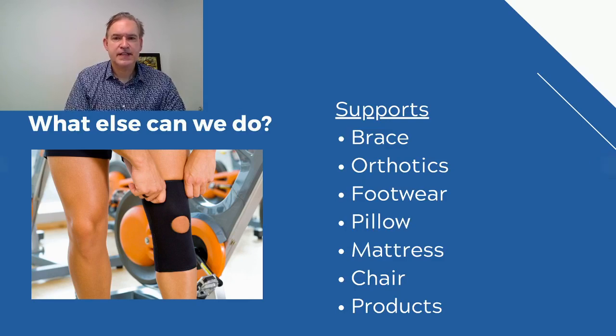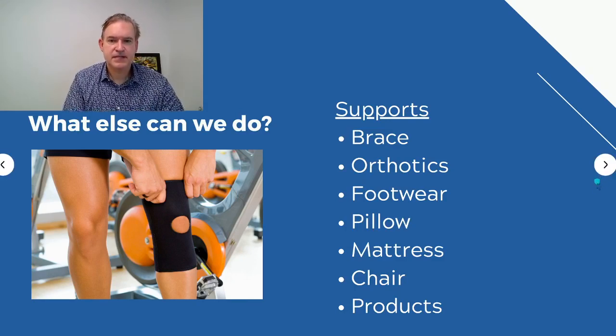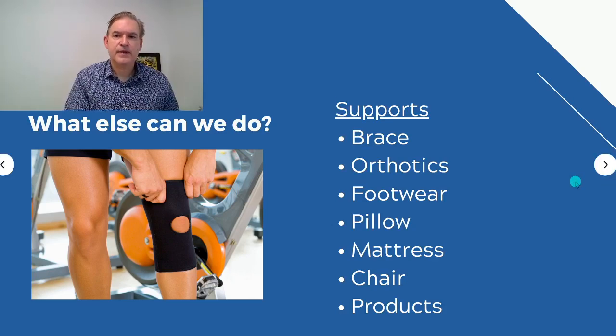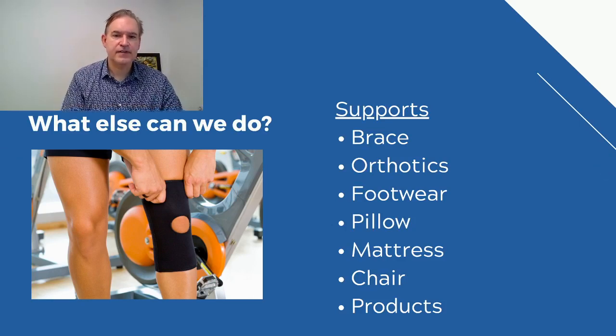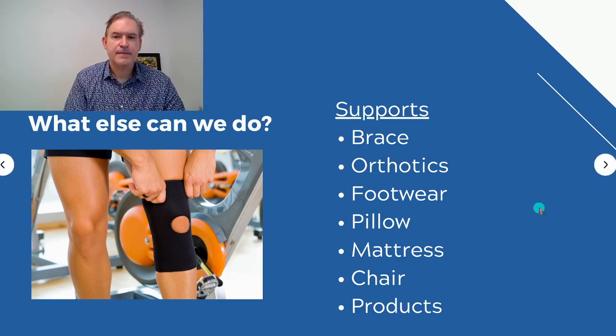So what can we do in the clinic? Well, we can help our patients with braces, like in this picture, the knee brace, with orthotics, which help you with the alignment of the foot. If you're standing a lot, the foot and ankle alignment are very important for the rest of the joints in the body. Proper footwear, pillows or supports, especially when you're sleeping, a good mattress, recommendation for a chair or other products to help you with the inflammation and the joint.